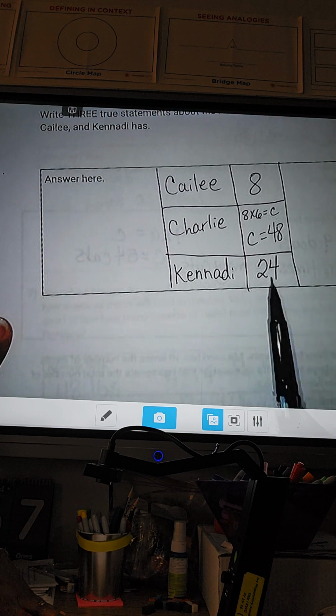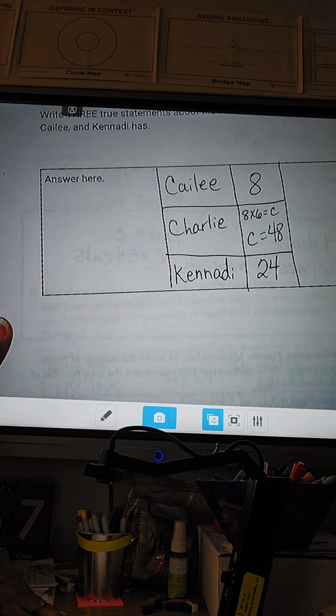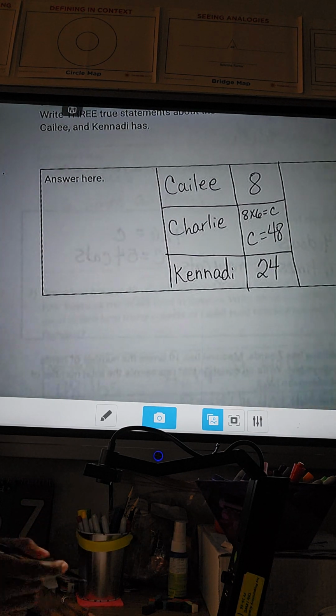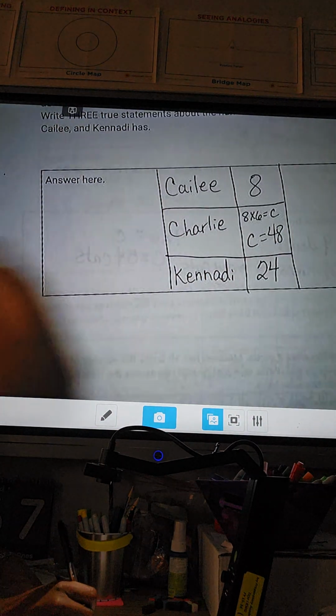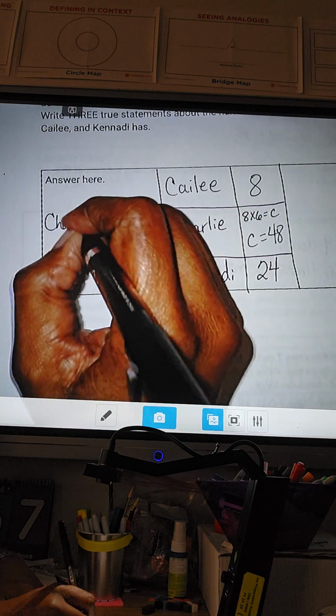All right, and Kennedy has 24 markers. Now we have to write statements, 3 statements, as it says, about this. So, like we did this morning, we could say Charlie has the most markers.